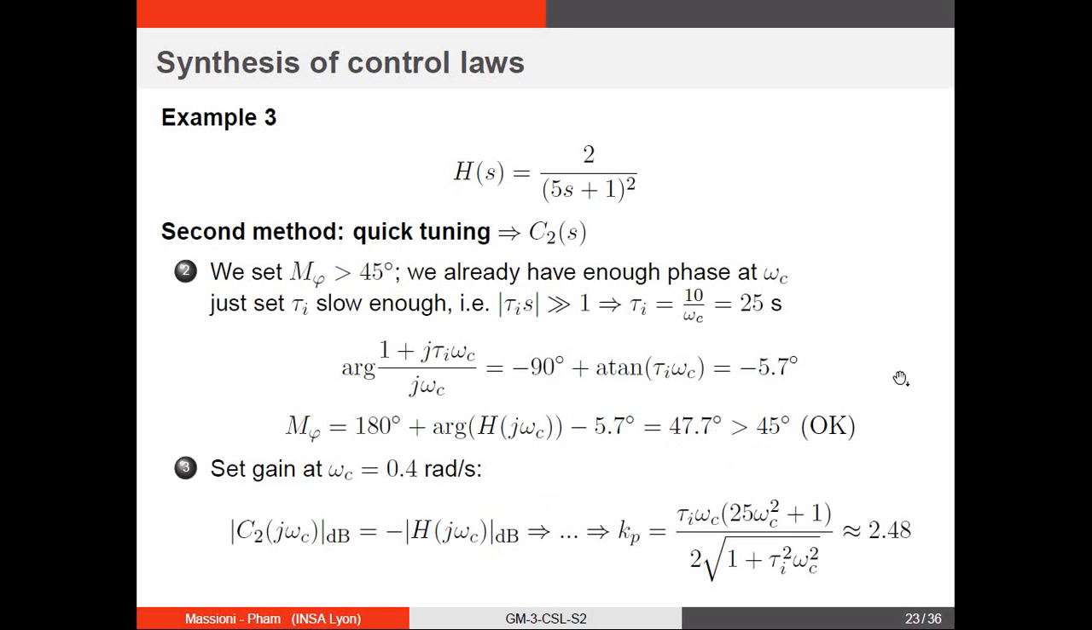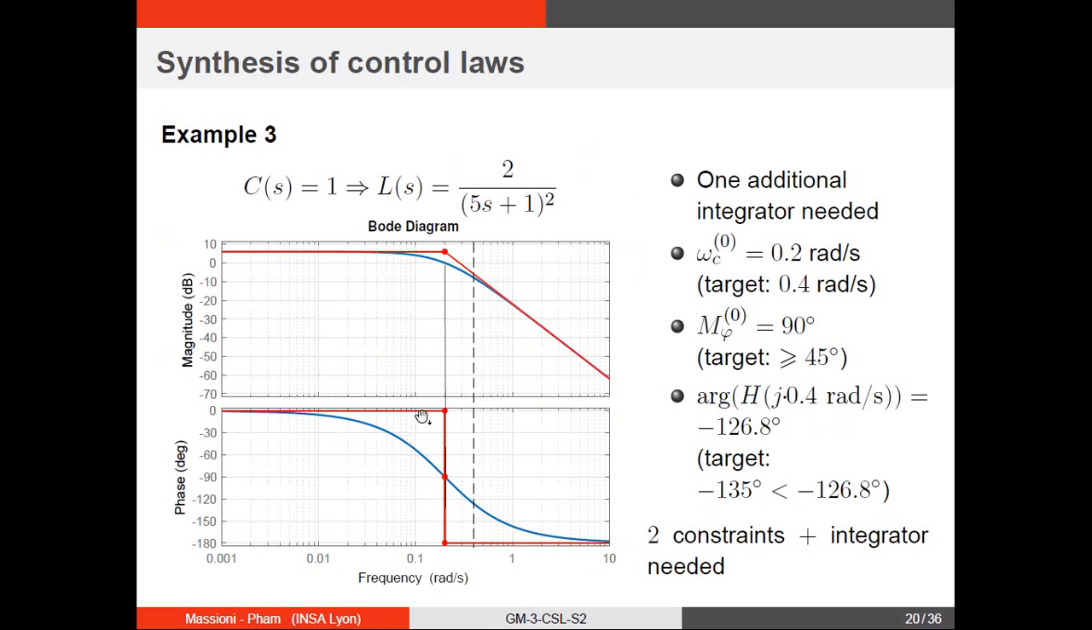The second way you can tune this, and you get the second controller, which we call C2. We notice that the phase margin can be greater than 45. So we do not need to bring it down, as we said before. So instead of setting tau I in order to get exactly 45 degrees of phase margin, we'll do another consideration. Just look at the Bode diagram again.